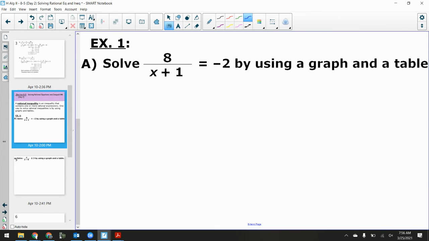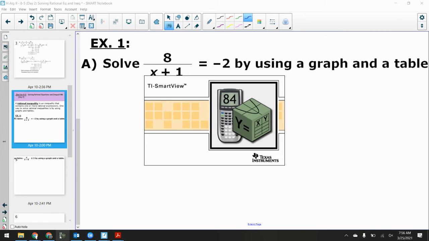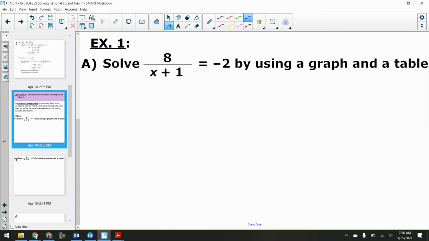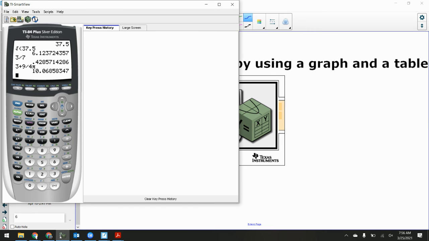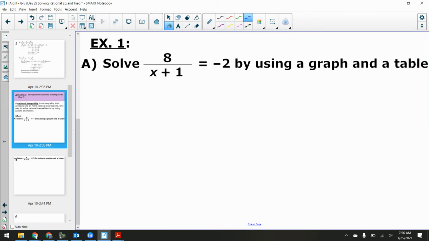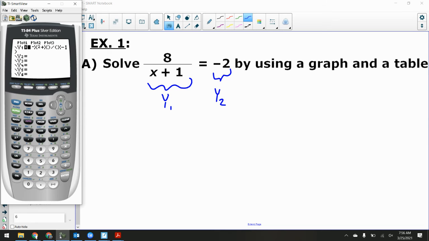All right. So we go to our calculator and let's plug in. What we're going to do here is plug in 8 over x plus 1 as my y1. So this is going to be my y1, and this is going to be my y2. So let's go in and do that. I go into my y equals, make sure there's no plots on or anything like that. Make sure that it's just blank y1, y2. So we have 8 divided by, start a parenthesis, x plus 1.